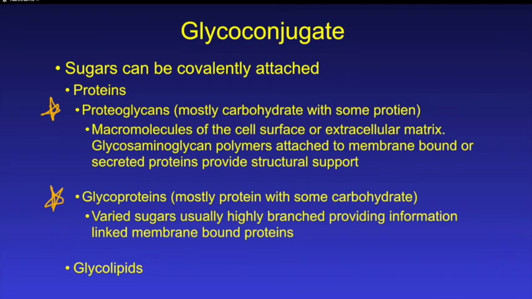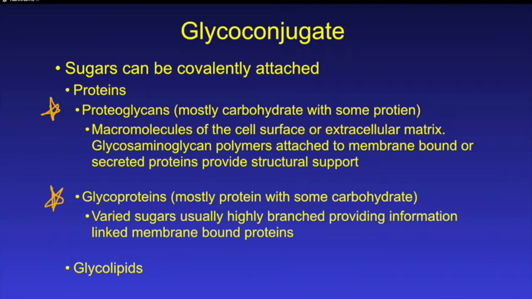That's sometimes confusing because it seems to be saying the same thing, but this is the difference. The proteoglycans mostly have carbohydrates and some protein to link them together, so that structure is mostly sugars. These are found on cell surfaces or in the extracellular matrix. They tend to be ones that either give that gel-like structure or give structural support. Glycoproteins, on the other hand, are mostly protein with a little bit of carbohydrate in terms of overall mass.